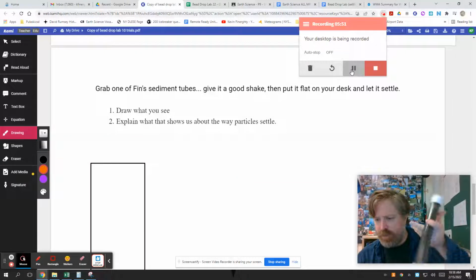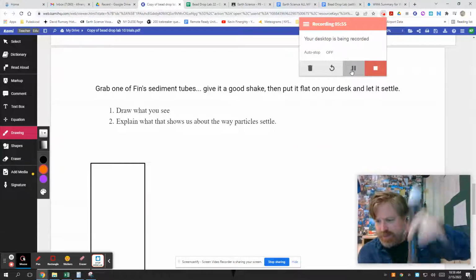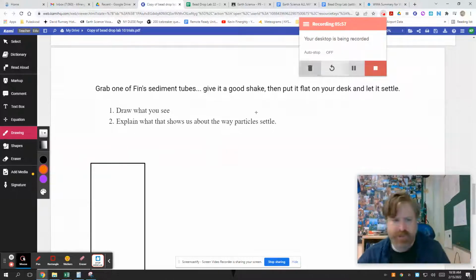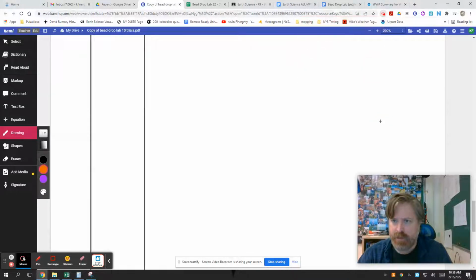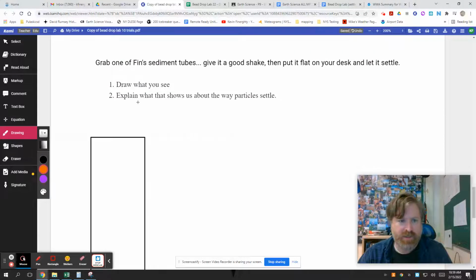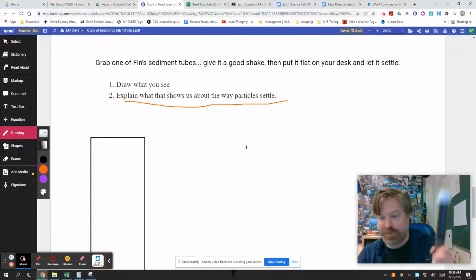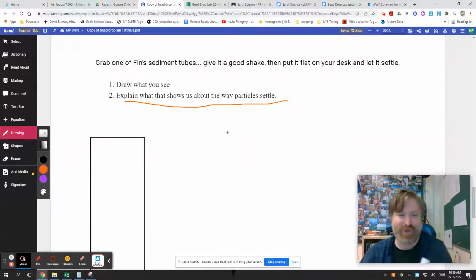I'll show you in class where they are, but you stir these around a little bit, mix them up, and then stop, put it on your desk, see what happens, and do the best drawing you can. You know I'm terrible at it. I'm not going to get on you about art. Do your best to draw out about what it looks like and explain what you think that shows us about the way that particles settle, because this is, after all, particles settling in water. It's not too out there of an experiment. You can do it.